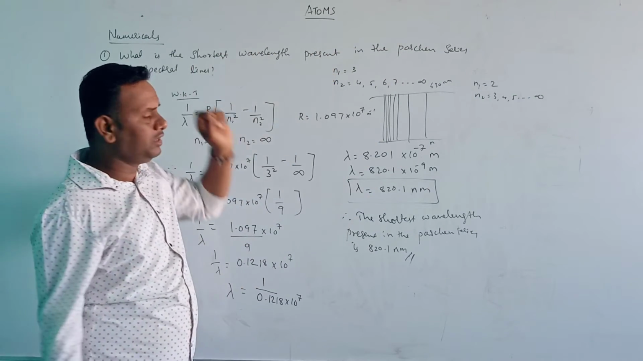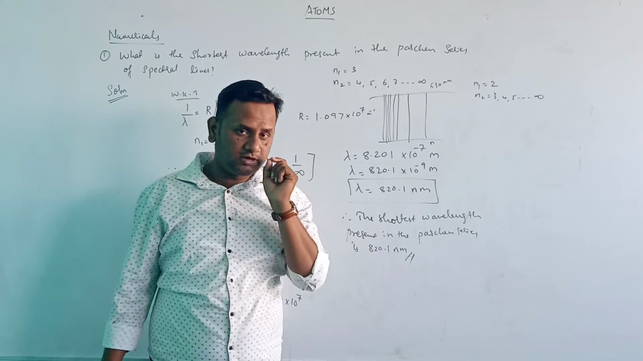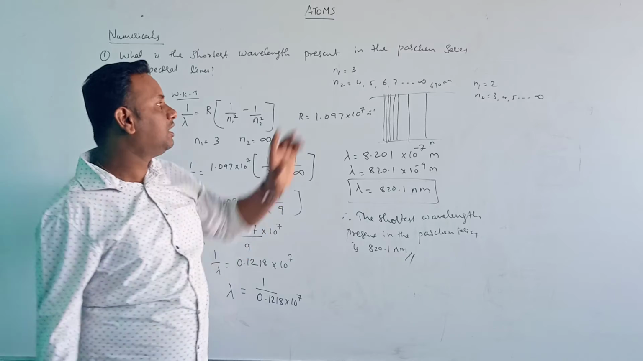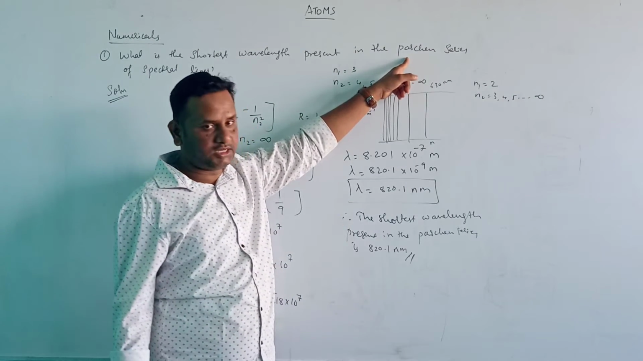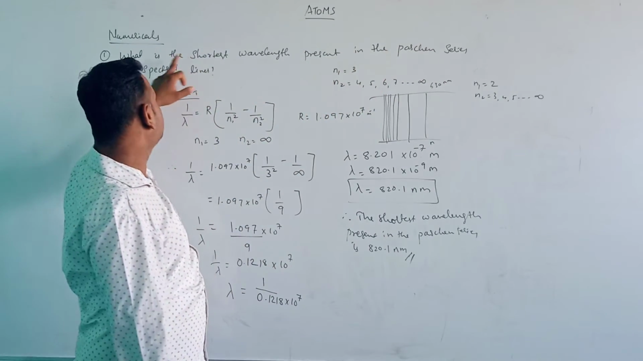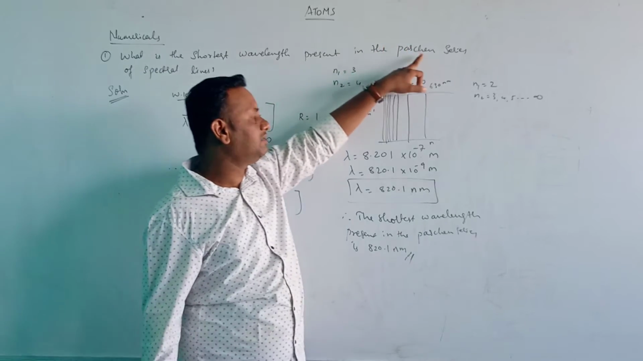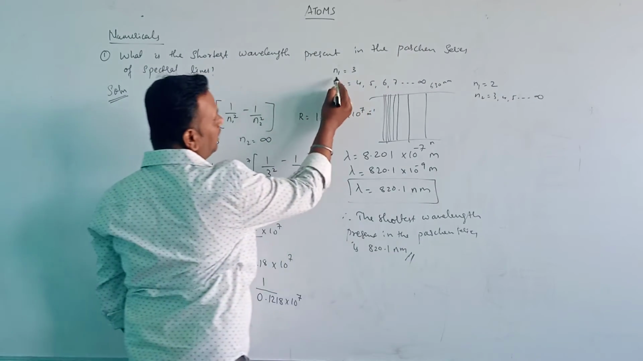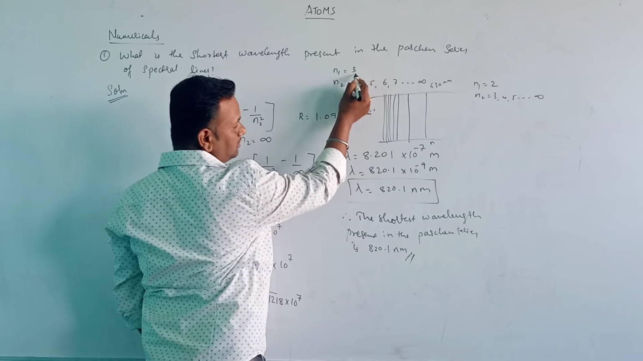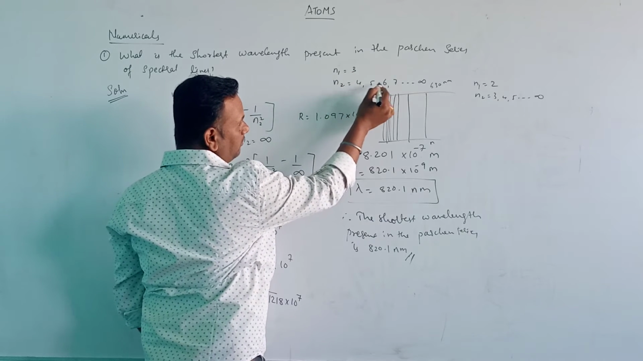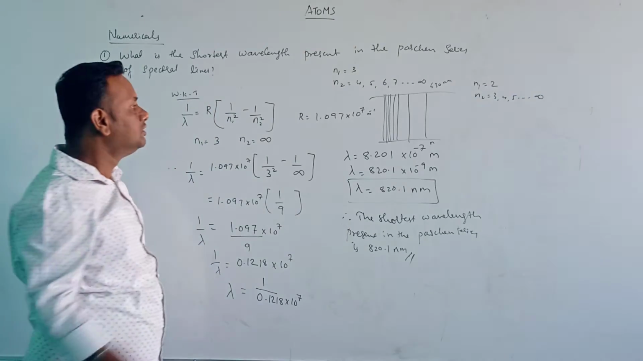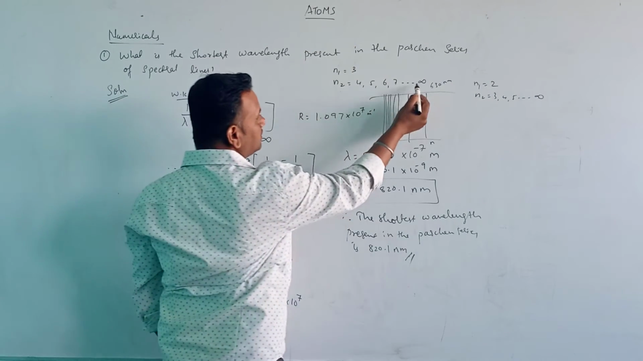अगर किसी क्वेश्चन में आपसे शॉर्टेस्ट पूछा गया है, जैसे कि फॉर एग्जांपल लाइमन सीरीज का क्वेश्चन पूछा गया: what is the shortest wavelength present in the Lyman series? Then here you have to take n1 is equal to 1, n2 is equal to 2, 3, 4, 5, 6 up to infinity. Okay, so shortest wavelength means infinity.